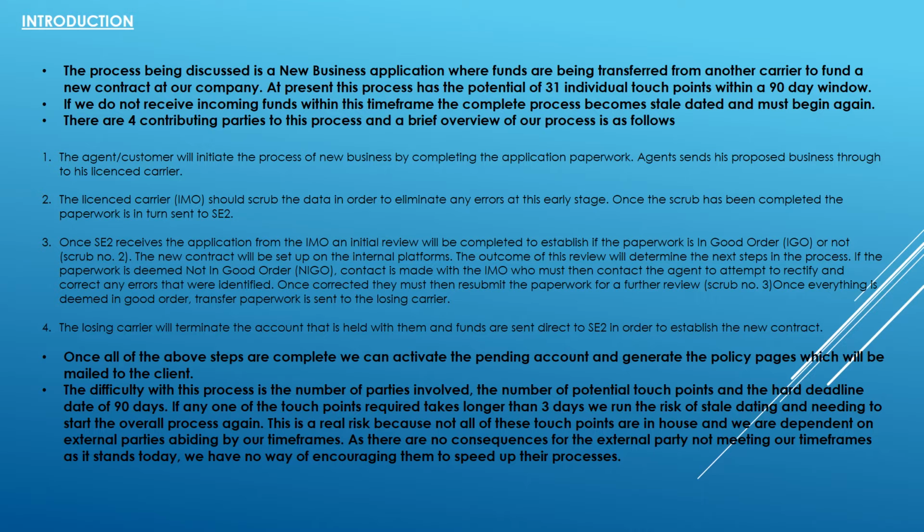Once everything is deemed in good order, the transfer of paperwork is sent to the losing carrier. Then the losing carrier will terminate the account where the funds are held on their side, and they will transfer the funds directly to SE2. At this stage, we can establish a new contract within our system and we can mail policy pages to the customer.